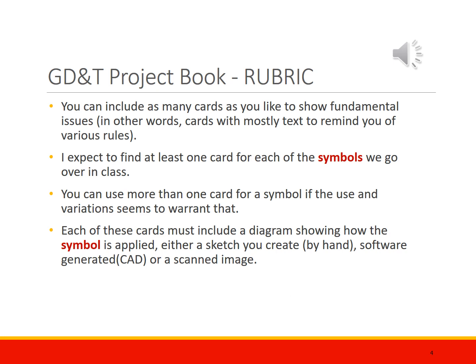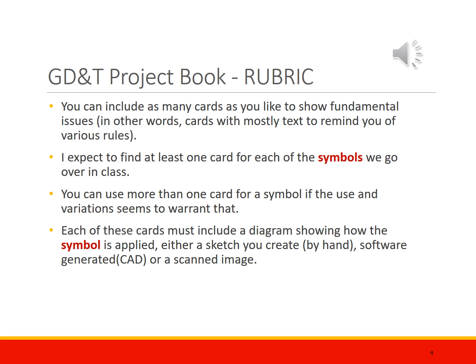You can include as many cards as you like to show fundamental issues. In other words, there may be cards with mostly text to remind you of the various rules. That's fine. I expect to find at least one card for each of the GD&T symbols we go over in class. Now, not leader lines and arrow point types, no, but things like flatness, runout, datums, perpendicularity, those sorts of things. Now, you can use more than one card for a symbol if the use and variations seem to warrant that.